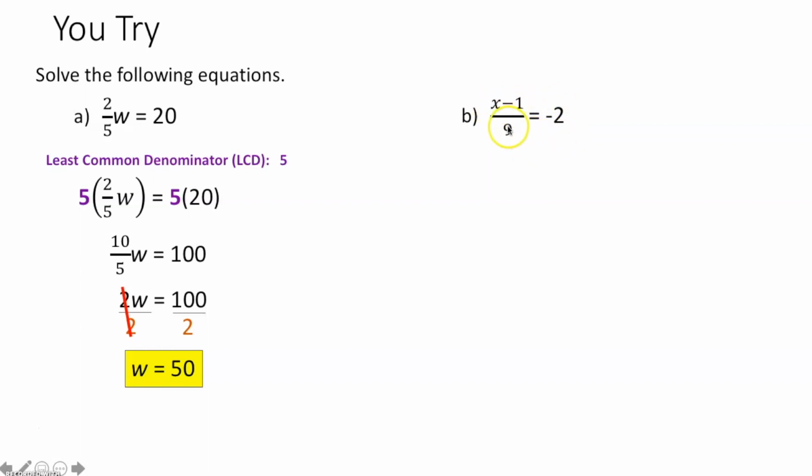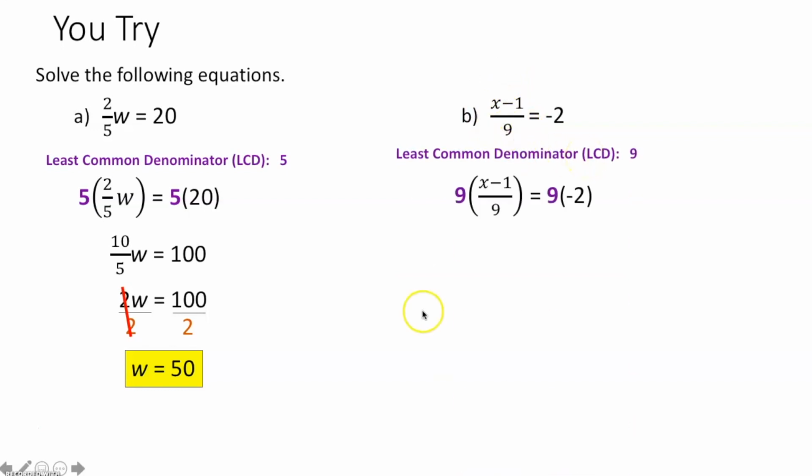Step 2, variables on the left, done. Step 3, constants need to go to the right. Anytime you have a fraction like this, we multiply both sides by the least common denominator. Good thing is, there's only one denominator. It's 9. So I'm going to multiply both sides by 9. 2 ways to do this. One would be to realize that these cancel each other out.